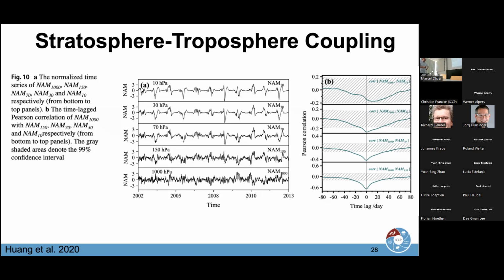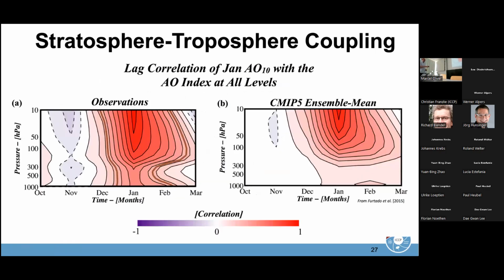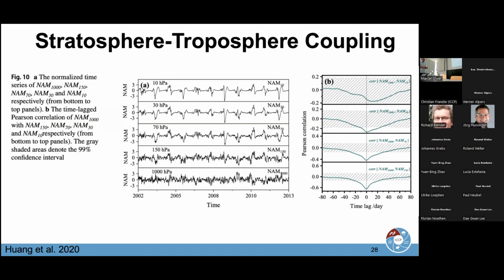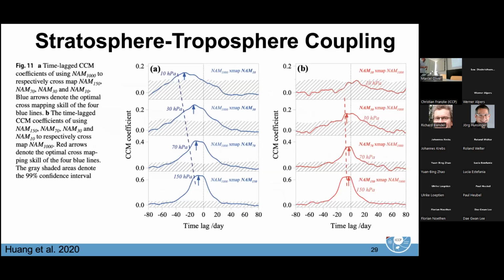Then we can first look at the Pearson correlation coefficient, and we see the correlation between different levels is almost 0, even though we know there is actually a downward propagation. That's something like here, which also occurs over a period of time. So that would be misleading, suggesting there's some kind of instantaneous signal.